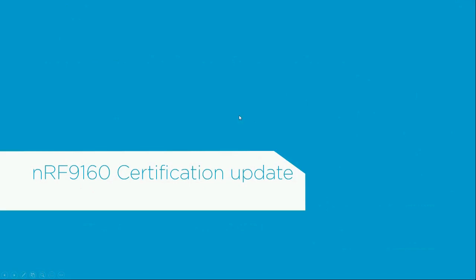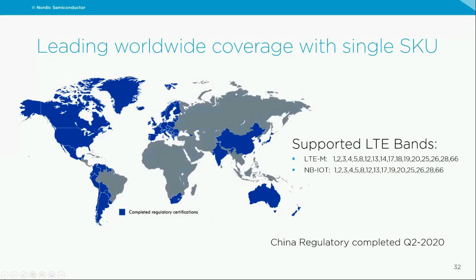So then quickly ending with a short status on the certification side. On the regulatory, the most important thing is that we have now completed regulatory for China this quarter. So we have completed all the major regions that we initially targeted for 9160.